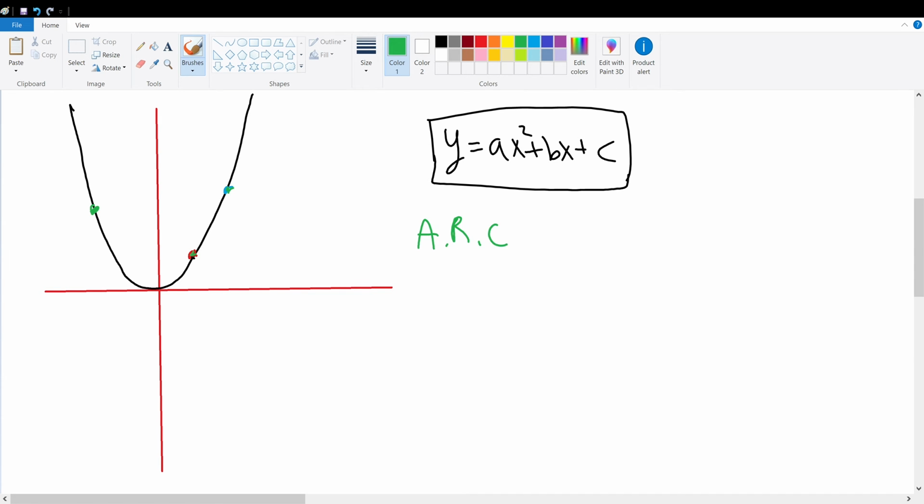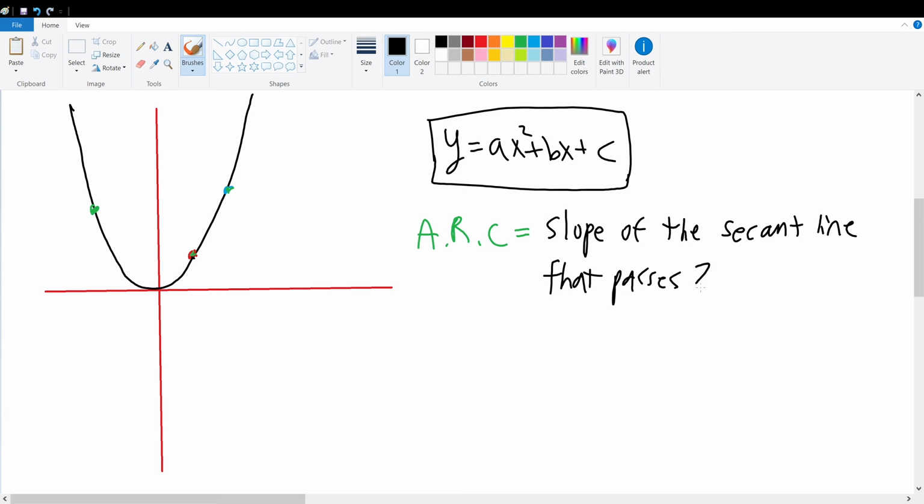So the average rate of change is defined to be the slope of the secant line that passes through the 2 points which you want to find the average rate of change for. The average rate of change can only exist between 2 points.